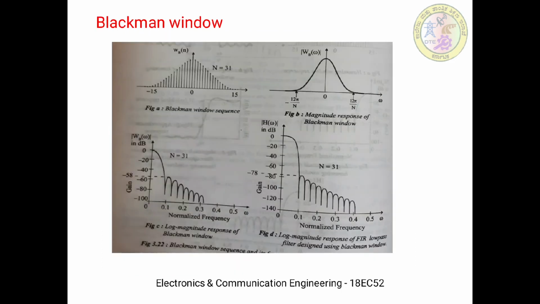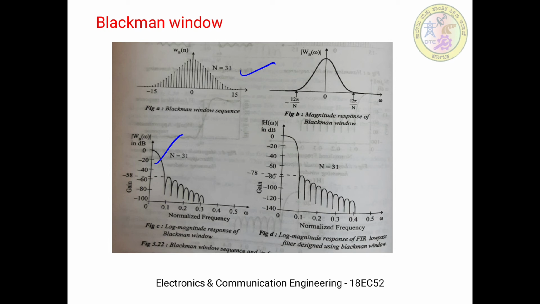Next we'll go to another type of window, that is the Blackman window. So the Blackman window sequence you can see, and this is again plotted for the filter length 31. And here the Blackman window width, that is the main lobe width, is 12 pi by n. Later we have a list of all the features, and this width is the highest among all the windows.